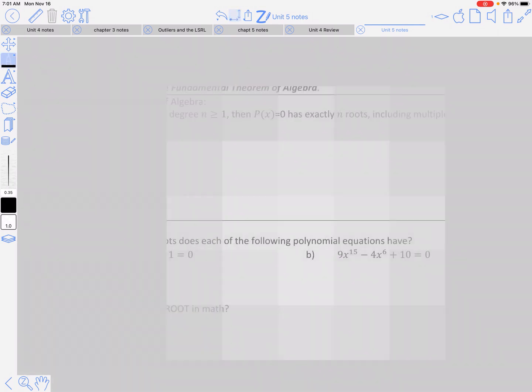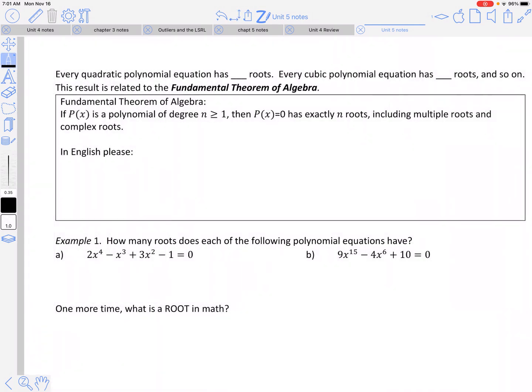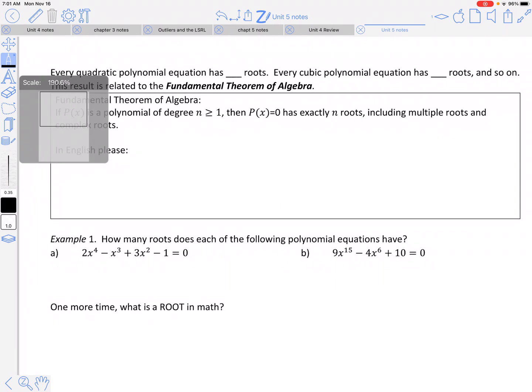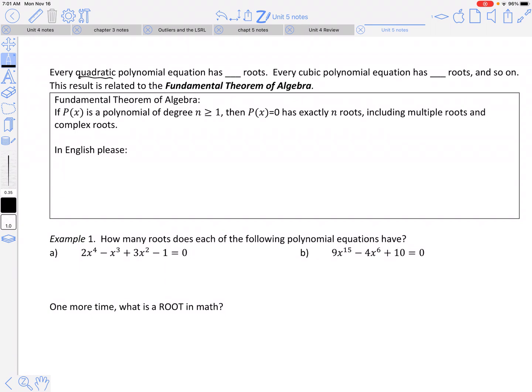All right, continuing on. So every quadratic polynomial equation has, quadratic's degree 2. Okay, so we'll have two roots. Every cubic, x cubed, will have, yep, you got it, 3 roots, and so on. This is called the fundamental theorem of algebra. So read through that with me.